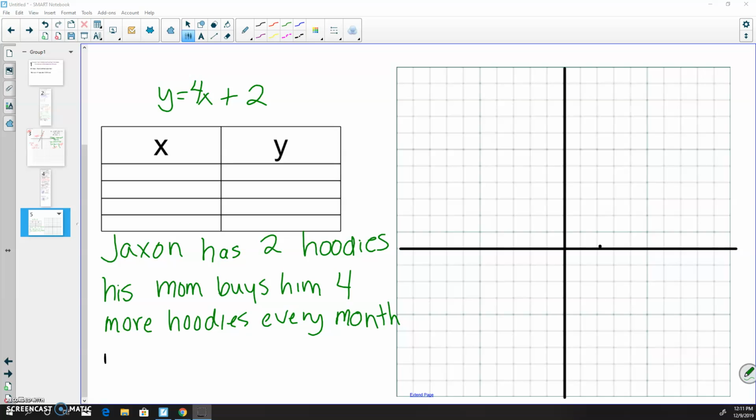So Jackson has 2 hoodies. His mom buys him 4 more hoodies every month. So it had to say the same thing, hoodies and hoodies, right? Or if it was dollars, it would be dollars and dollars, or cats and cats, or whatever. It has to be the same thing.